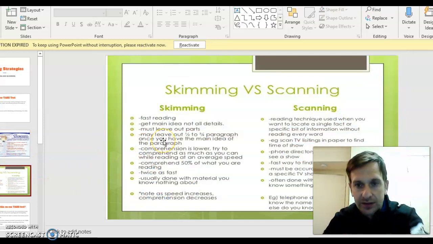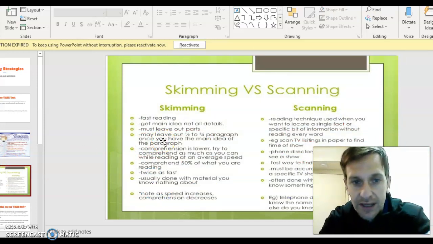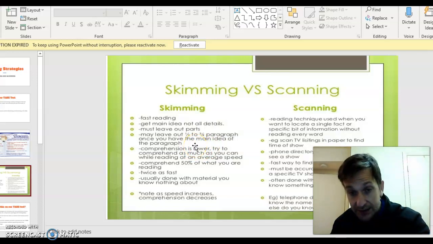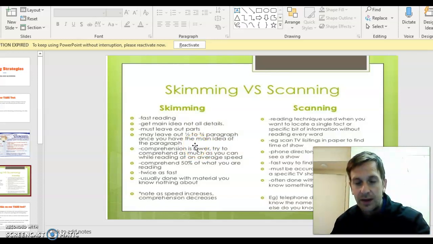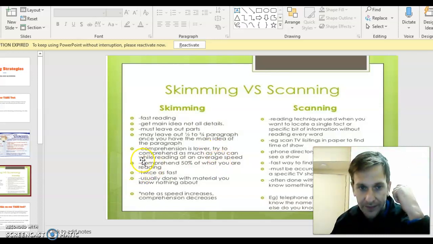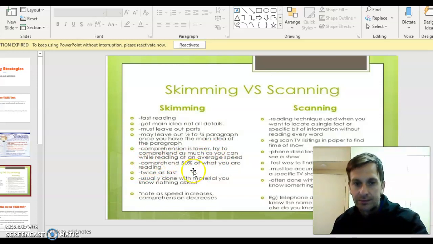All right. So, just a quick overview. Skimming is fast reading, getting main idea, not all the details. You can leave out parts. You may leave out 1/2 to 3/4 of a paragraph once you have the main idea of the paragraph. So understand what your main idea is. Because look, didn't we just go over main idea last week? This is a good way when you're running out of time to get a broad idea of what the main idea is. And we're going to look at some IXL here in just a minute. You're going to comprehend 50% of what you're reading. Twice as fast, and you're usually done with a long material you know nothing about. Okay?